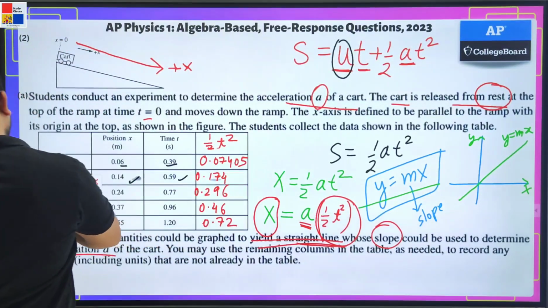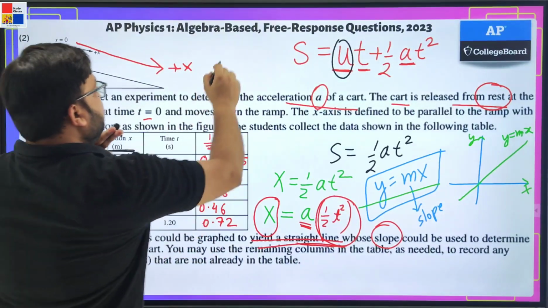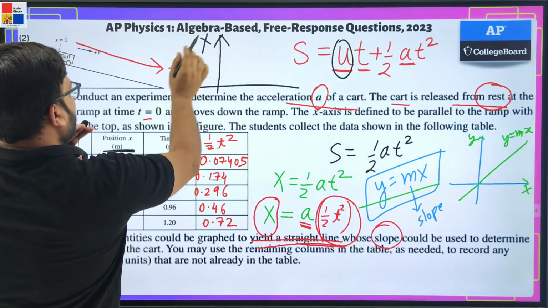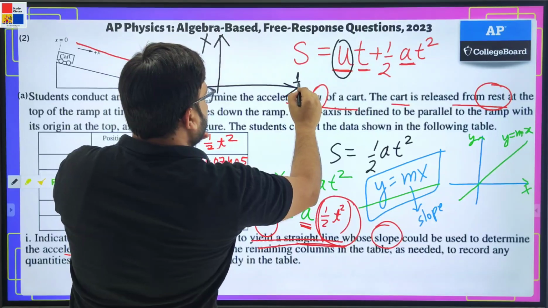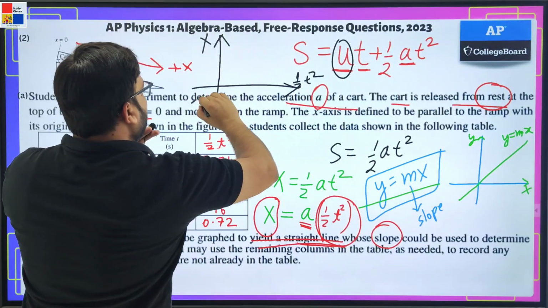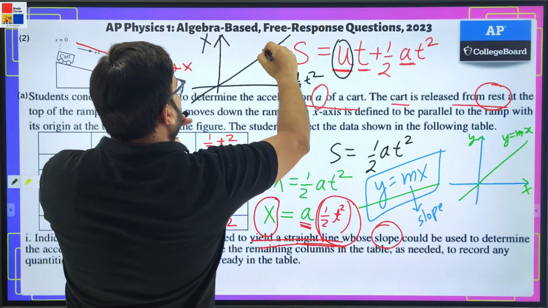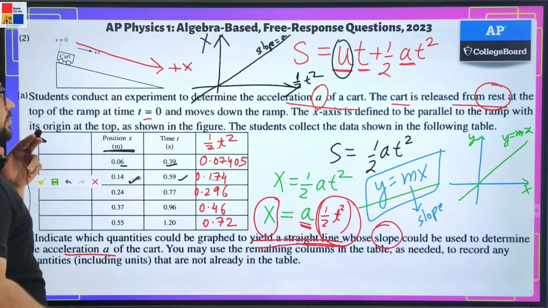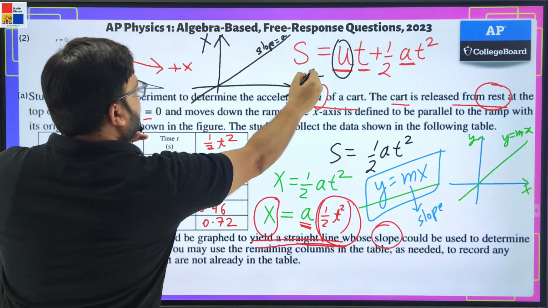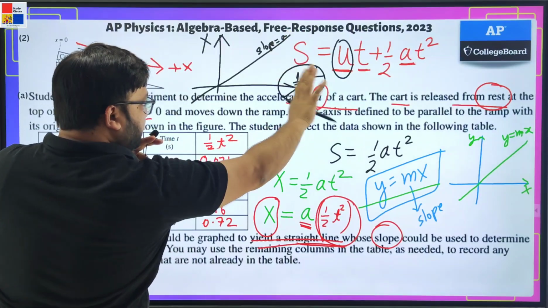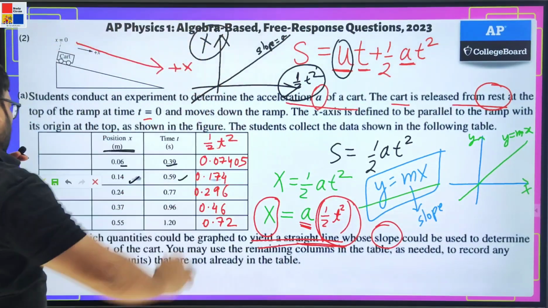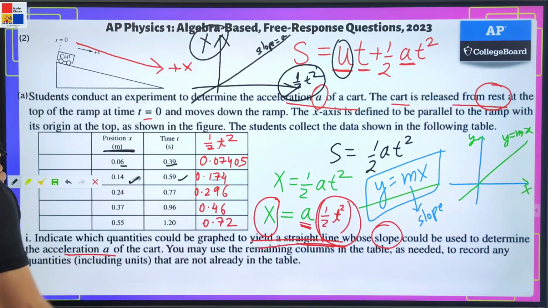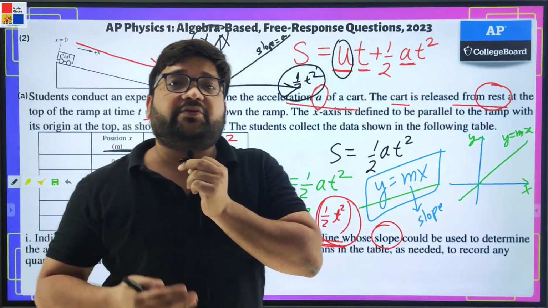Now you see, if I make a graph of position, that is x, on the y-axis, and on the x-axis I mark half t square, I'll get a straight line graph passing through the origin with slope as the acceleration. The acceleration will be the slope of such a graph. So that answers the first part of the question here.